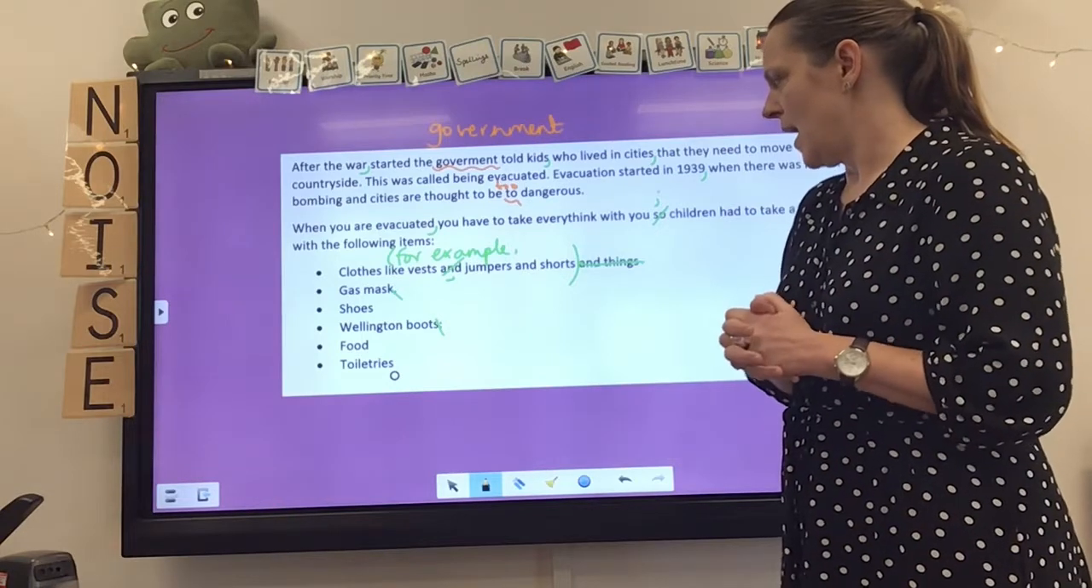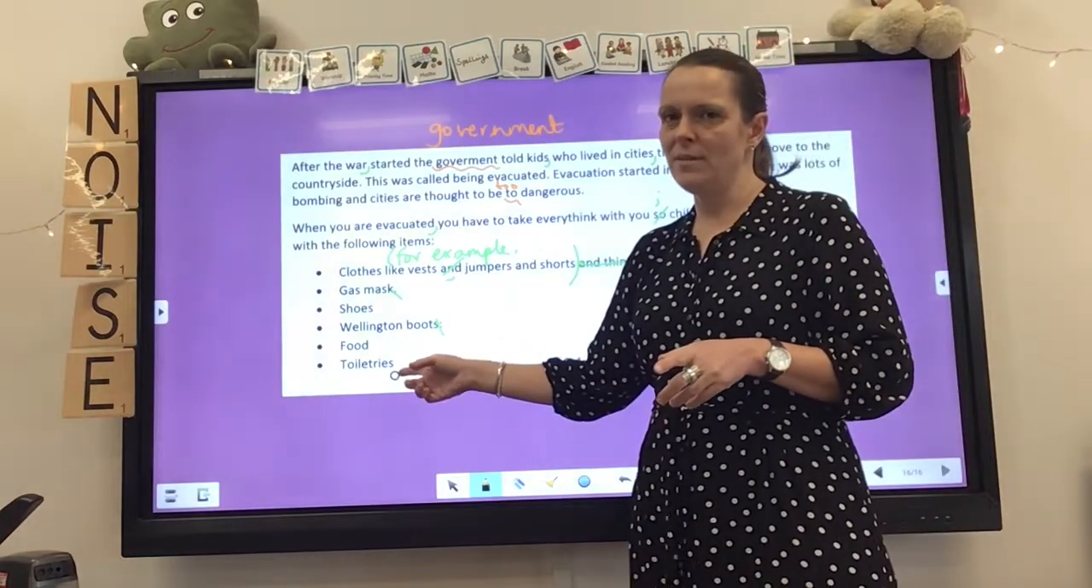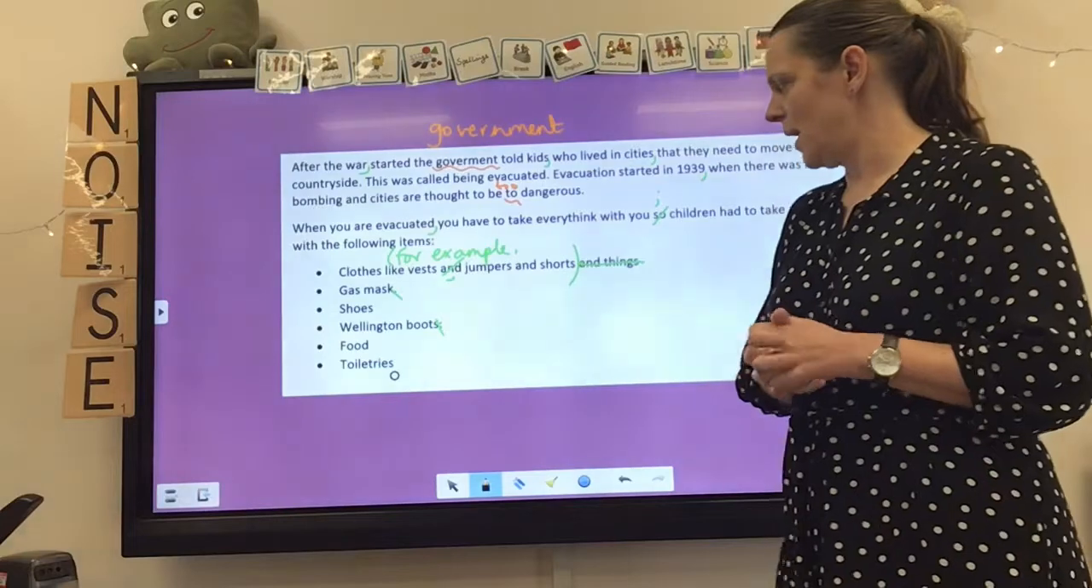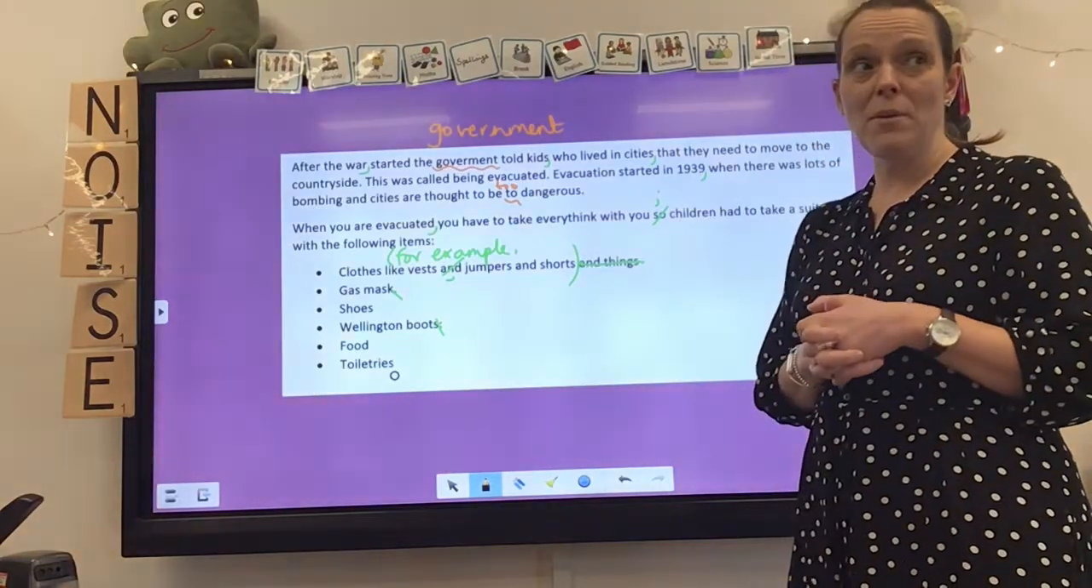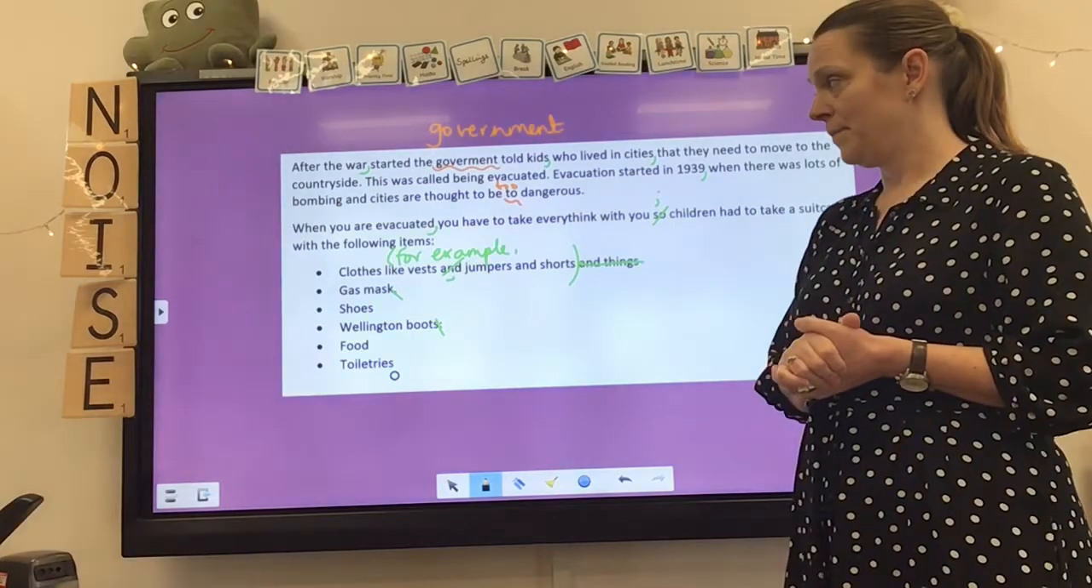Okay, and I think I've been quite formal with my toiletries. If I'd put smellies, I probably would have changed it to toiletries. So that's quite good, and I'd put Wellington boots rather than welly boots. So actually I have been quite formal in my list there. Okay.